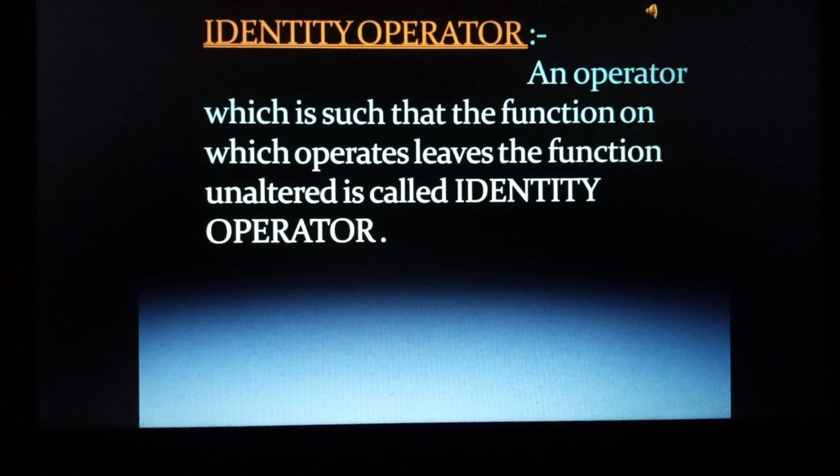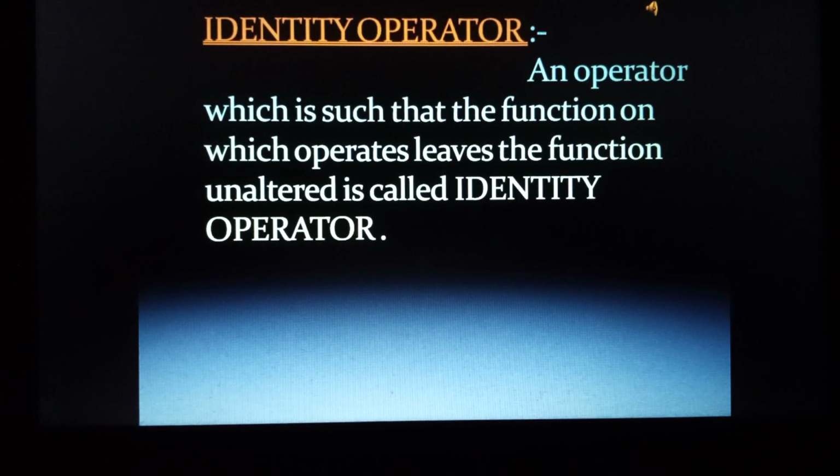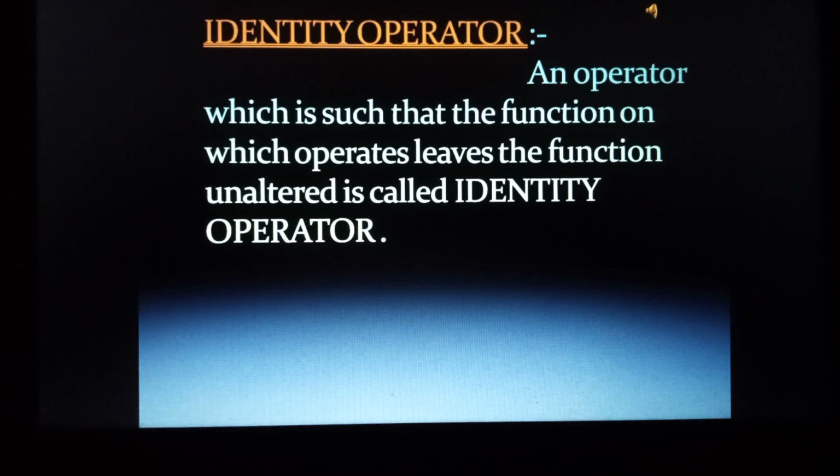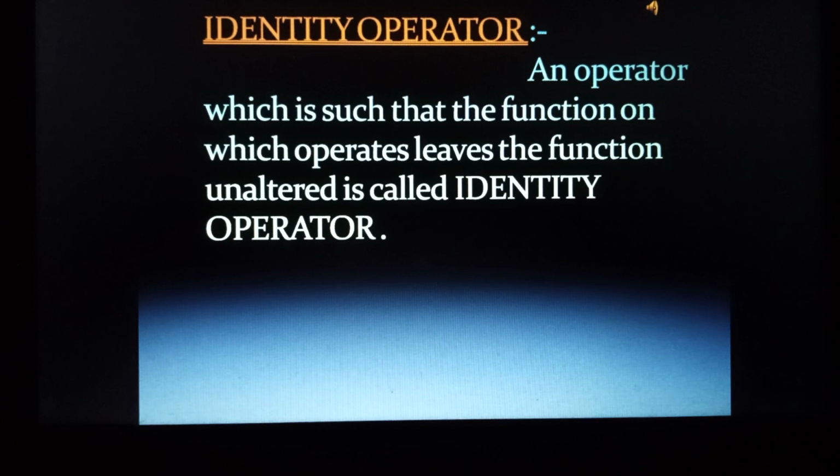Now our next topic is definitions of some operators. Here is the first definition, of the identity operator. An operator such that the function on which the operator acts is left unaltered is called the identity operator.